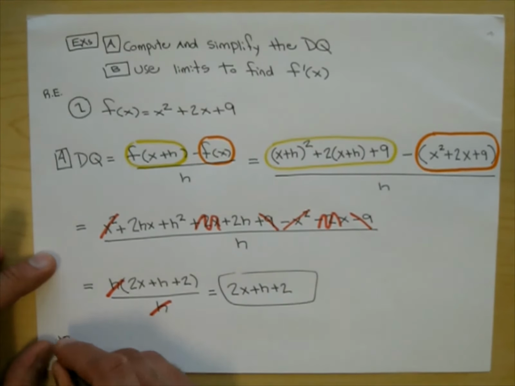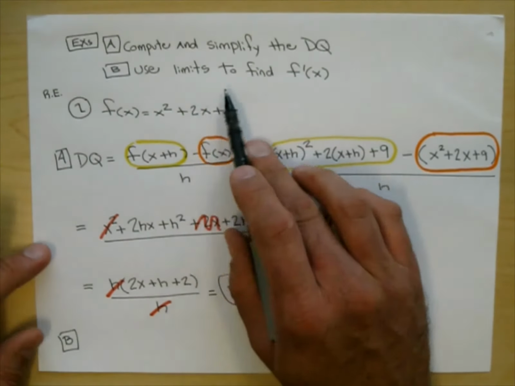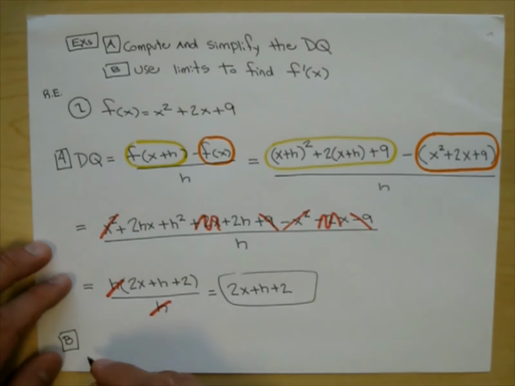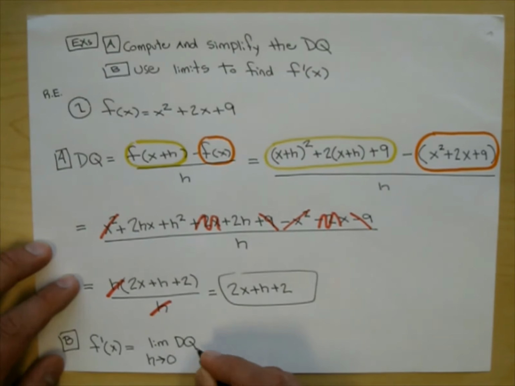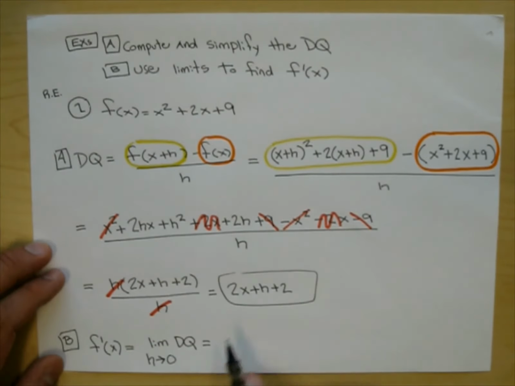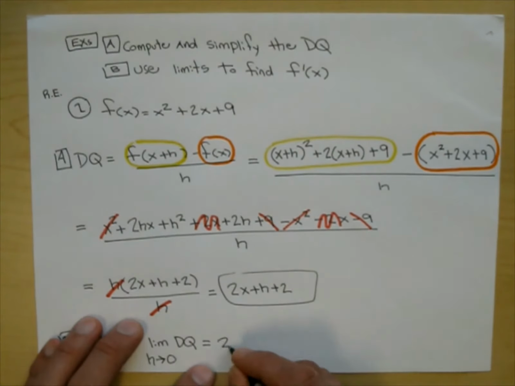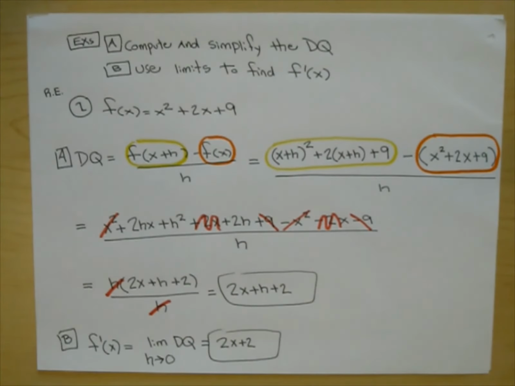Part B asks us to use limits to find the derivative, and we take the limit. So here's the derivative of your function. You take the limit as h approaches 0 of DQ. I'm not going to write up DQ again, and I'm just going to plug h equals 0 in there, and I end up getting 2x plus 2. And so we've completed computing the derivative using the definition of the derivative. Let's go ahead and do another problem that's very similar.